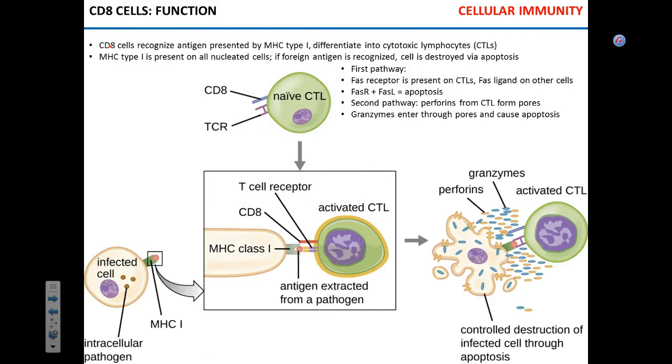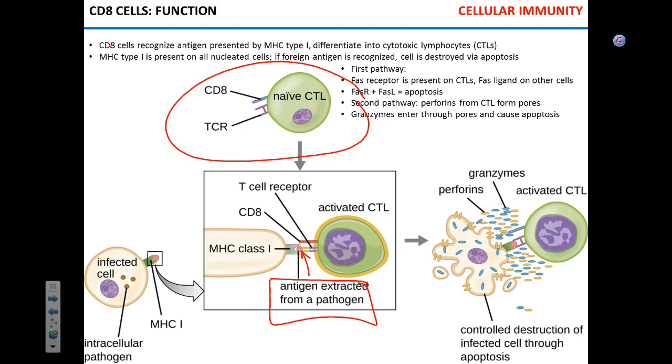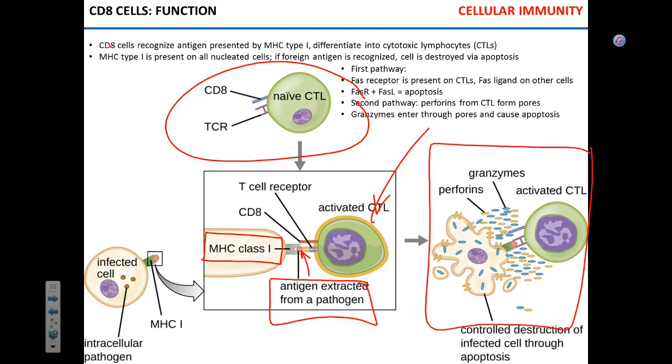Now I want to chat a little bit about the CD8 cells activation. So this process will look really familiar to you. CD8 cells, the so-called naive cytotoxic lymphocyte, recognizes the antigen, this circle in the center, that is bound to MHC class 1. Upon that recognition, the cytotoxic lymphocyte gets activated, and then it binds to that same antigen, bound to that same MHC class 1 protein, but on the infected cell.